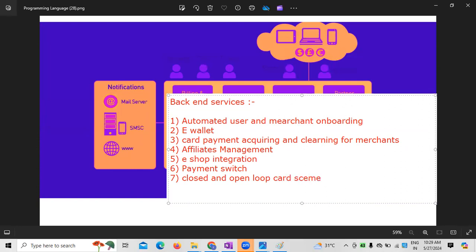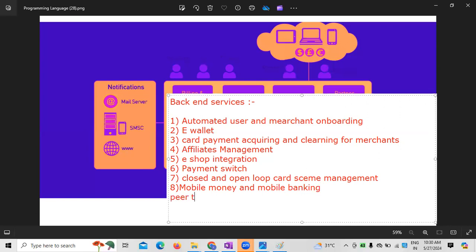So at the same time, if there is any kind of card scheme management we are going to do, this is also one of the key and important elements we need to focus on. Next is mobile money, because this is also one of the core and important elements we need to focus on. Mobile money as well as mobile banking is something we need to focus more on.